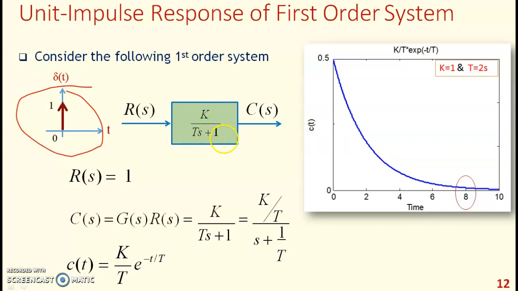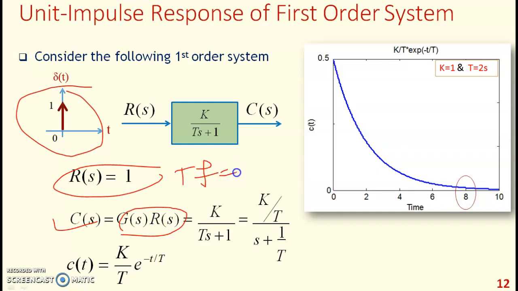So K divided by Ts plus 1. So R of s is equal to 1. Then to find the C of s, you can write the equation as G of s into R of s. So we know that the transfer function is equal to C of s, output, by input R of s. Then you have to substitute the values. You will get this equation.